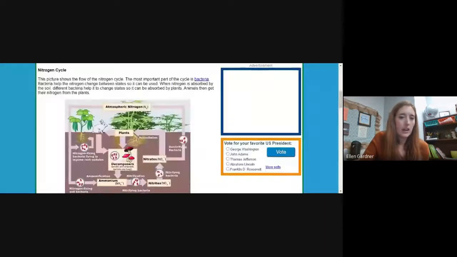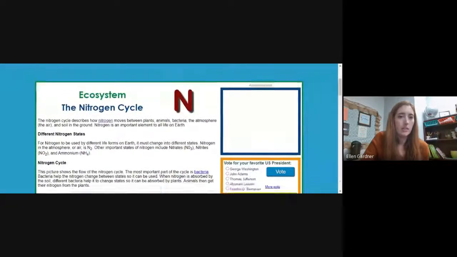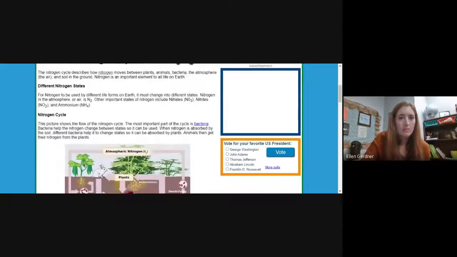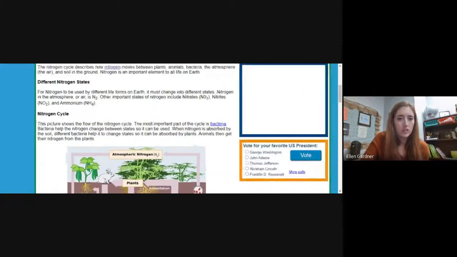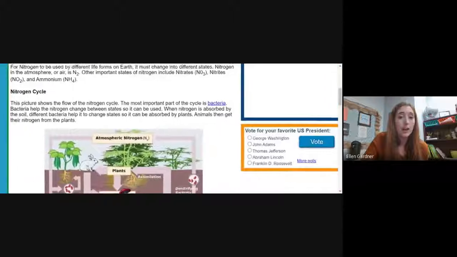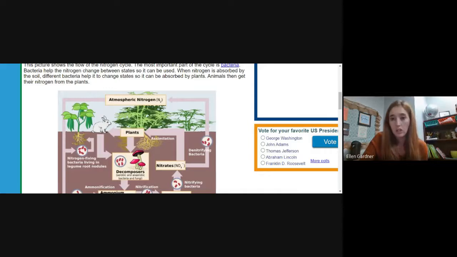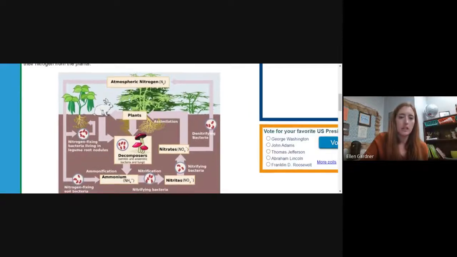Here is another way of looking at it. This is a kind of cool website that has some fun history in it too, Dexter's. So this shows the process as well of the nitrogen cycle. And this gets into a little bit more of the chemistry behind it. It says this picture shows the flow of the nitrogen cycle. The most important part of the cycle is bacteria. Bacteria helps nitrogen change between states so that it can be used. When nitrogen is absorbed by the soil, different bacteria help it to change states so it can be absorbed by plants. Animals then get their nitrogen from the plants.